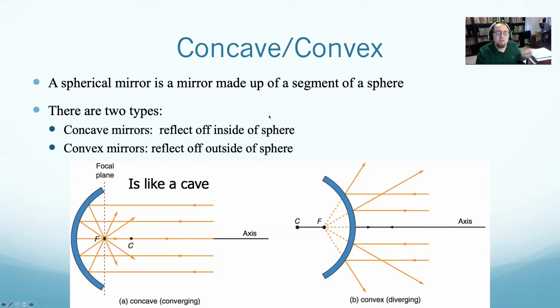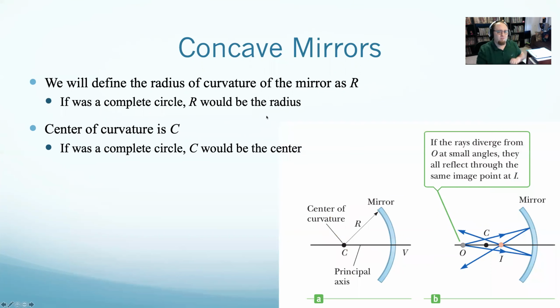But as I said, we're going to treat these mirrors as if they are part of a sphere. Let's just start with concave. For a concave mirror, if this is just a part of a sphere, any sphere will have a radius, which I'll call R. I'm going to define a point C as the center of curvature. If this was a sphere, C is the direct center.